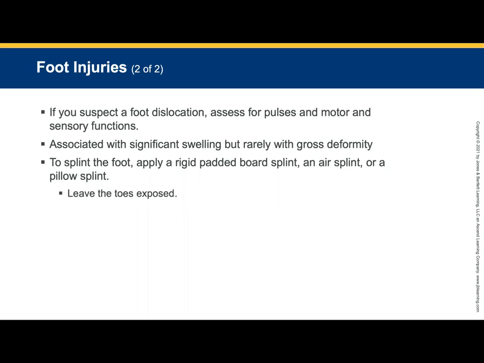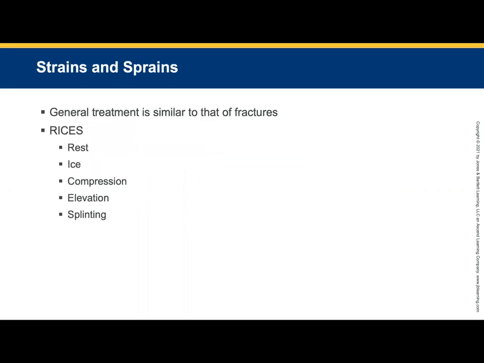To splint the foot, apply a rigid padded board splint, an air splint, or a pillow splint, stabilizing the ankle joint and the foot. Leave the toes exposed, so you can always check those. See if you have any swelling. You notice if any kind of pooling of blood into the area. When the patient is lying on the stretcher, elevate the foot approximately 6 inches to minimize swelling. So you want to elevate that area.